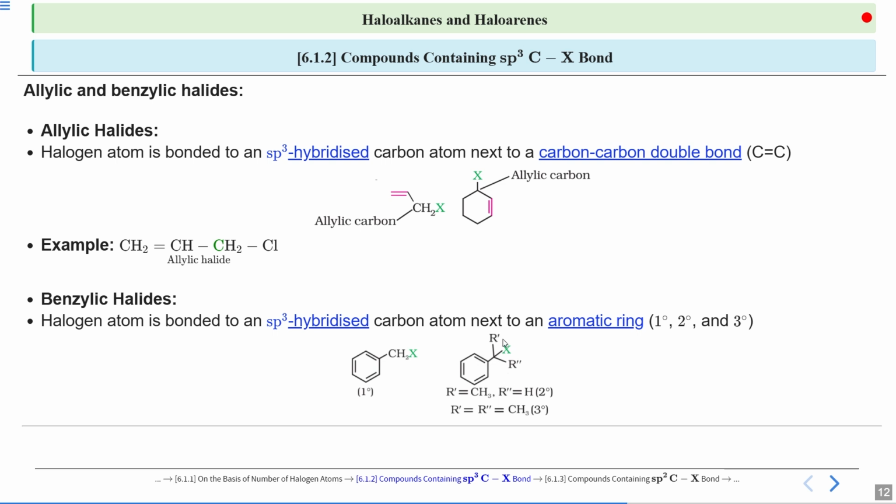Now, if you talk about secondary or tertiary, if R prime is a CH3 methyl group and R double prime is a hydrogen, that means this carbon at which halogen is bonded is bonded to 2 carbons: this R prime methyl group carbon and this aromatic group carbon. So it is a secondary benzylic halide. But if R prime and R double prime both are methyls, that means halogen is bonded to a carbon which is bonded to 3 other carbons, one from the methyl R prime, one from the R double prime methyl and one from this aromatic ring carbon, right? So this carbon at which the halogen is bonded is again bonding with 3 other carbons. So this is considered as tertiary benzylic halide. Okay, so this is the classification of allylic and benzylic halides, or the compounds which are containing sp3 carbon halogen bond.